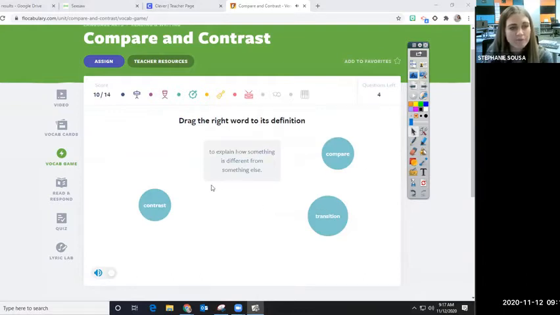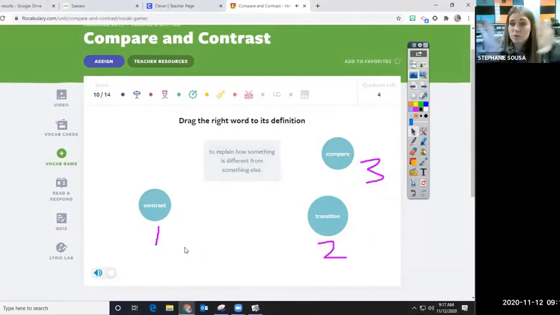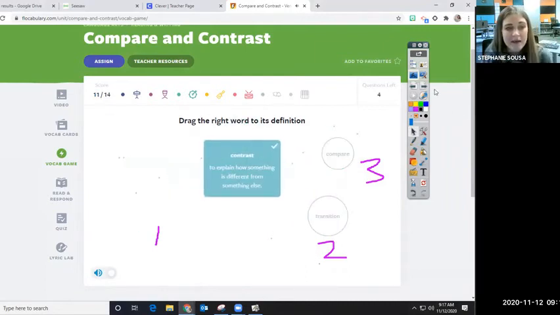All right, 4 more. To explain how something is different from something else. If something is different, are we explaining by contrast, by transition, by compare? When things are different from each other. Wow, we are all over the place. This one is called contrast. Remember earlier, compare is the same. Contrast is when things are different. We are contrasting.